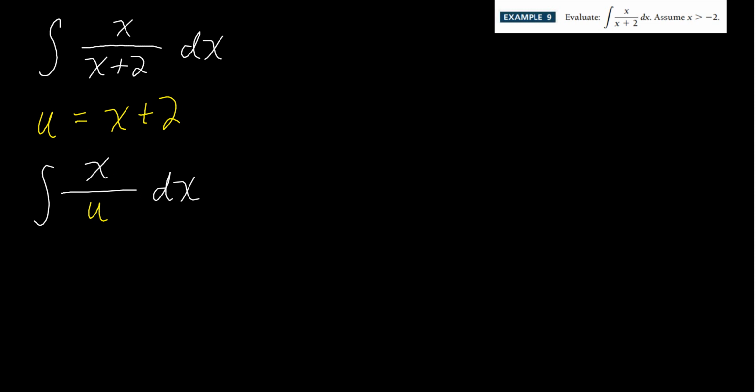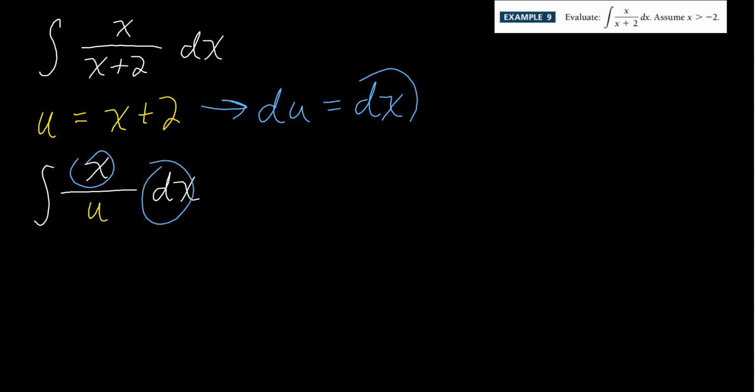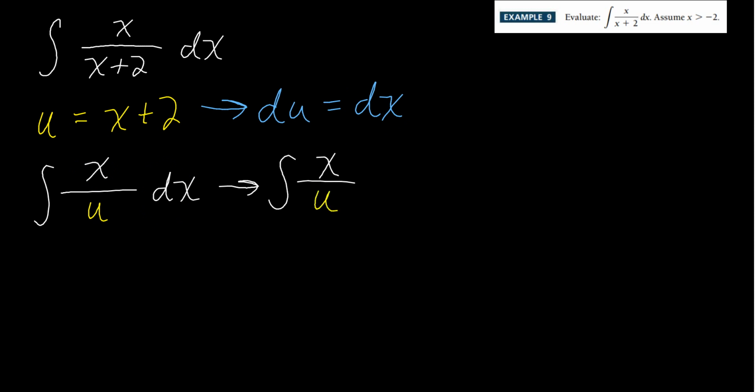All right, well, so far so good. Let's go ahead and differentiate here. So the derivative of u is du, and the derivative of x plus 2 is just dx. Okay, so we're trying to replace x and dx, but all we have here is a dx. So we're going to have to get a little clever here. Let's go ahead and rewrite this like we have been doing. So we're going to have an x over u, and like I said, I'm replacing this dx with a du.